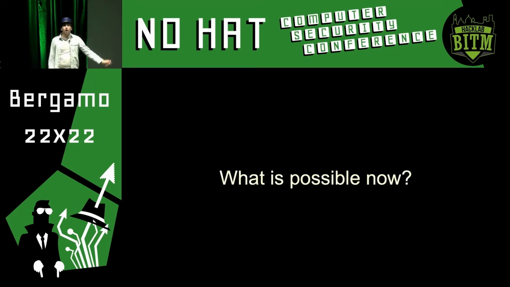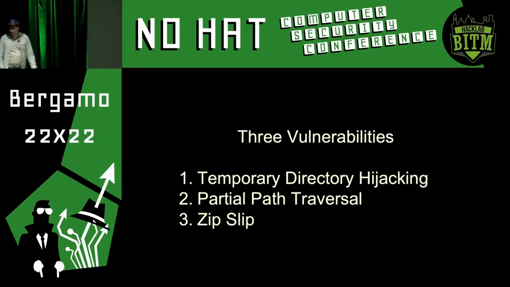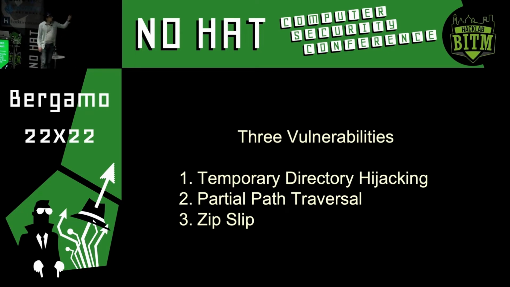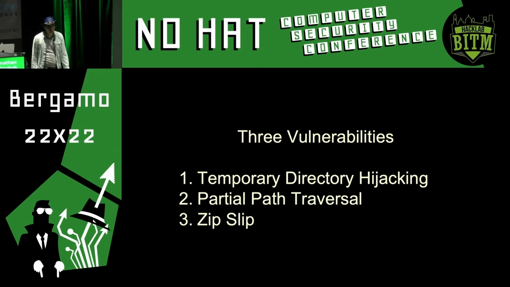So what's possible now? What vulnerabilities can we fix given the unlock that OpenRewrite provides? I'm going to talk to you about 3 different vulnerabilities: temporary directory hijacking, partial path traversal, and zip slip, and the research that I engaged in using OpenRewrite to fix these vulnerabilities at scale.